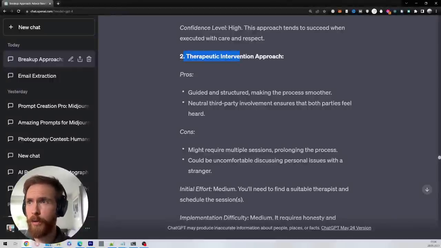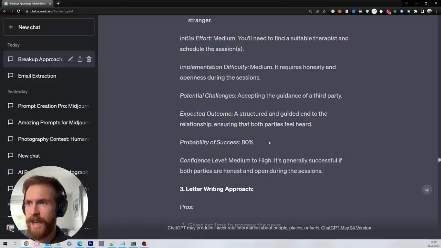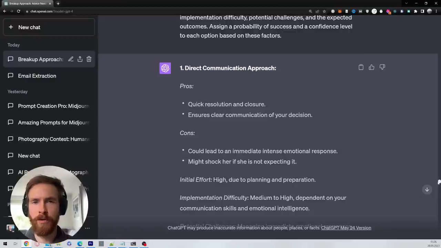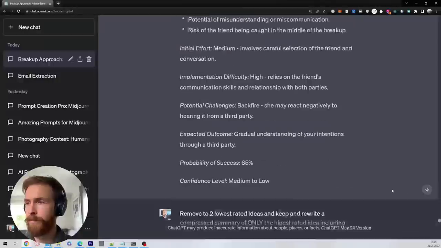And that was the therapeutic intervention approach with a score of 80%. And the other ones were quite far off, but that was the whole point. But you can see when the loop is starting to repeat itself, this is because we ran out of context window, right? And that is a limitation of the model. But we ended up with a winning solution, and now let's take a look at the final result.